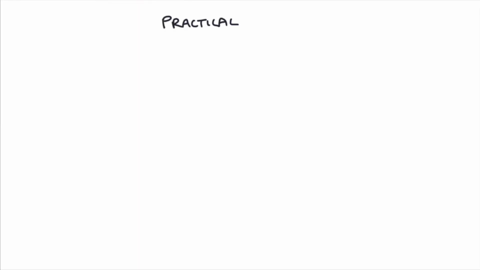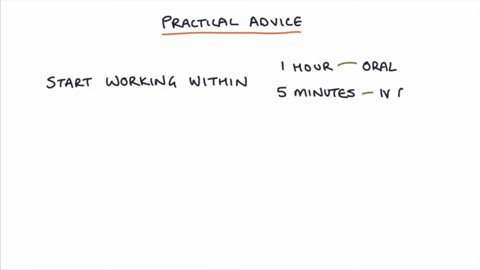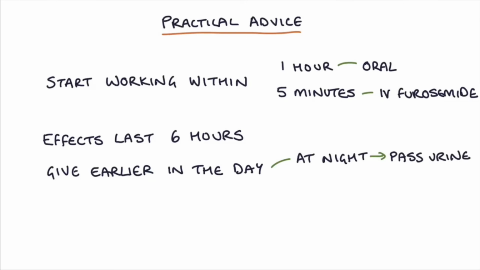So a little bit of practical advice. They start working within an hour if you give them orally, and they actually start working within 5 minutes with IV furosemide. So they're really effective in acute pulmonary edema and acute heart failure, and the effects last about 6 hours. It's worth giving them earlier in the day, because if you give them later at night, they're going to be passing urine a lot and it'll affect their sleep. And it can increase the risk of things like falls if you give them to an elderly person that's then getting up in the night to go and pass urine.